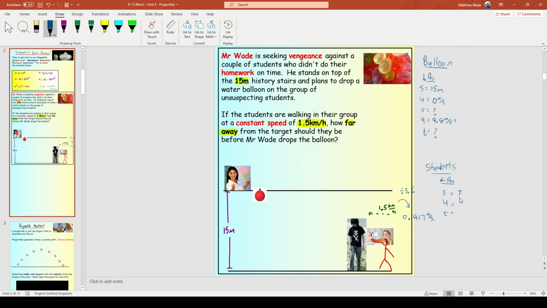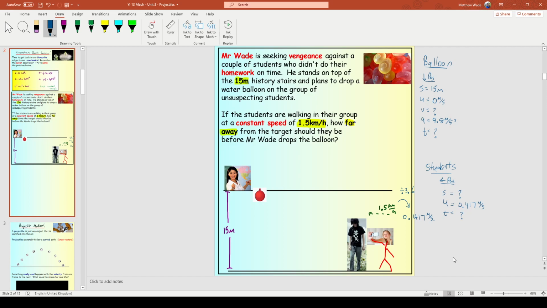Do we know how far away the kids are walking? Or do we know how far they're going to walk? Well, no. Do we know their speed? Well, yeah, we do actually. 0.417 meters per second is their speed. Do we know how long? No. How long they're going to walk for? No. What do I want to figure out now?